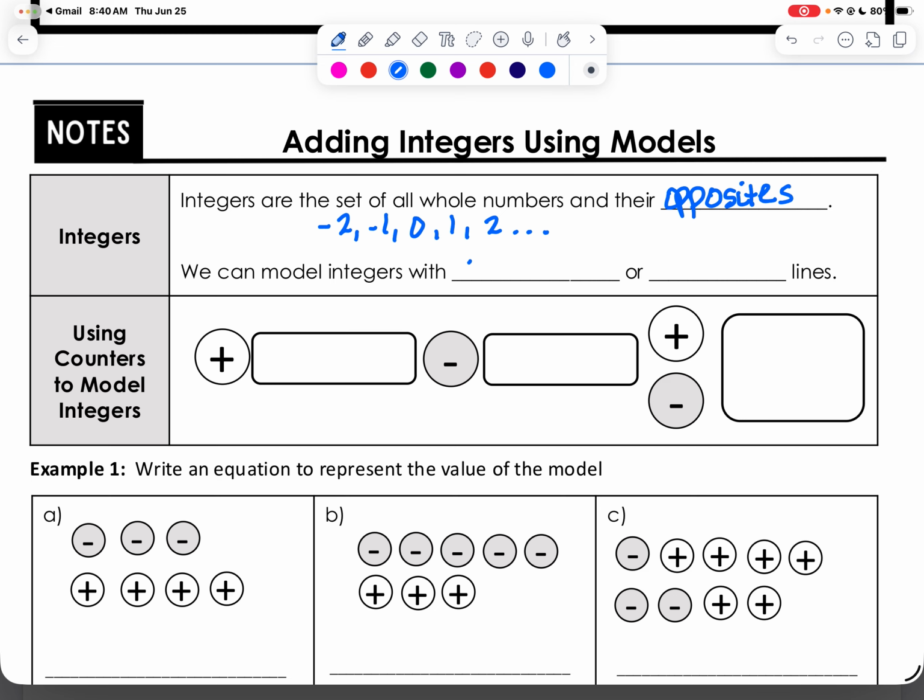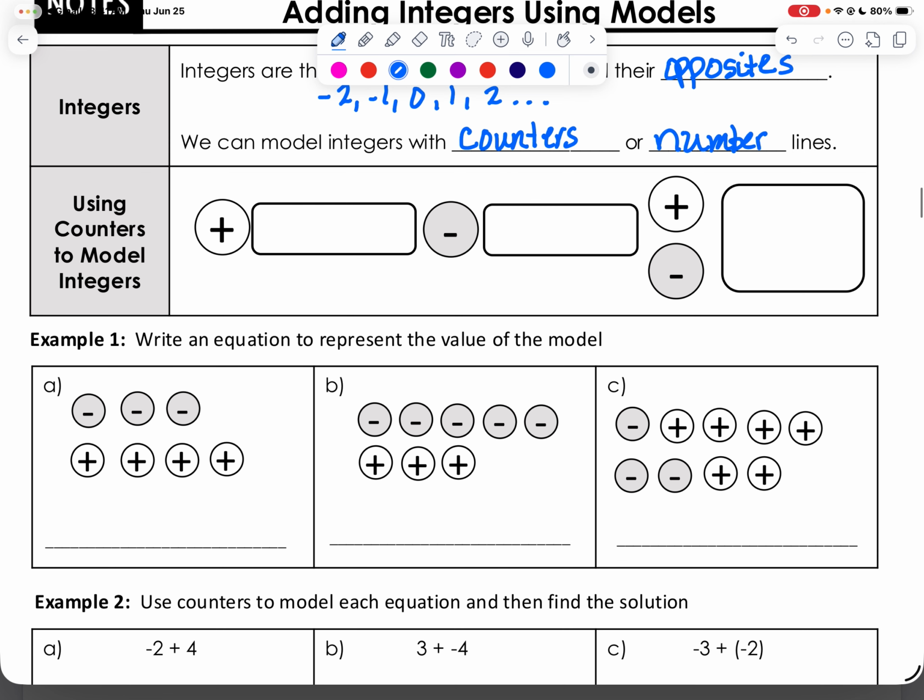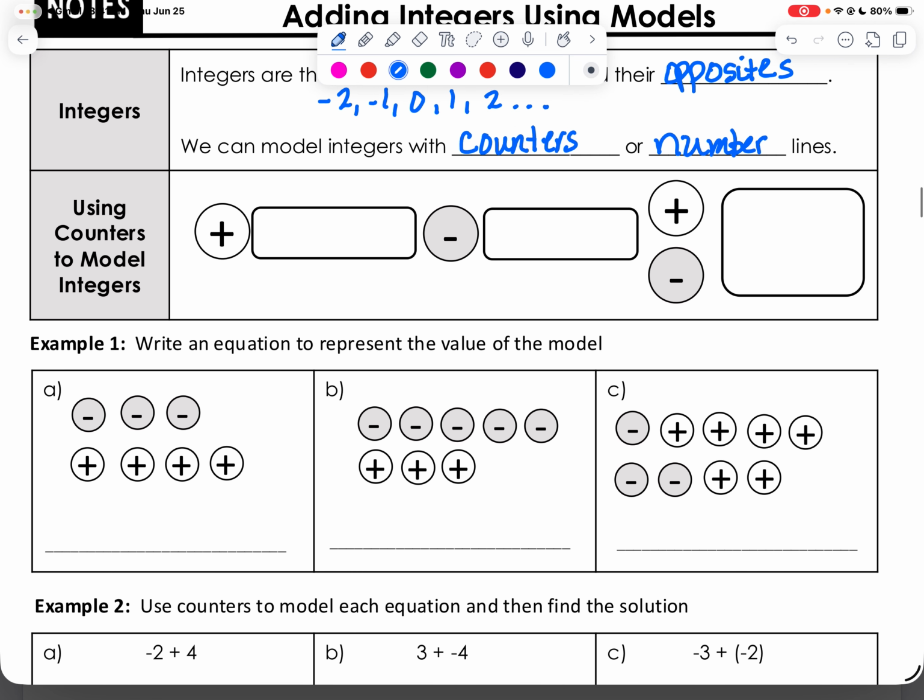Now we can model integers using counters, or some people call them chips, or number lines. Let's talk about counters first. When we're using counters, you're going to have a positive counter and a negative counter. When you have one positive and one negative counter, they are called a zero pair, because when you combine them, you get 0.